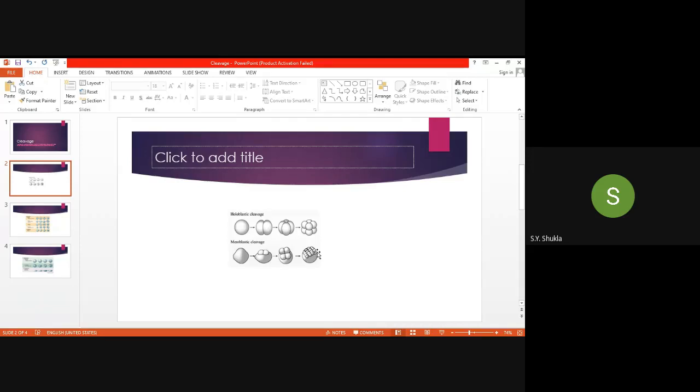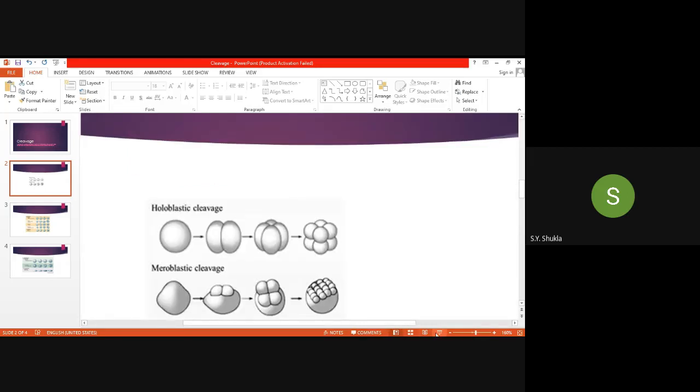Remember all of you. Then how many types of cleavages are there? Holoblastic cleavage: one is the complete cleavage, where the yolk amount is very, very less. And the second one is the meroblastic cleavage, where the yolk amount is very, very high. In that, because yolk resists the cleavage, it is restricted to some area of the zygote, either the animal pole or the vegetal pole. Here is the example. I can zoom that one so all of you can see it very easily.